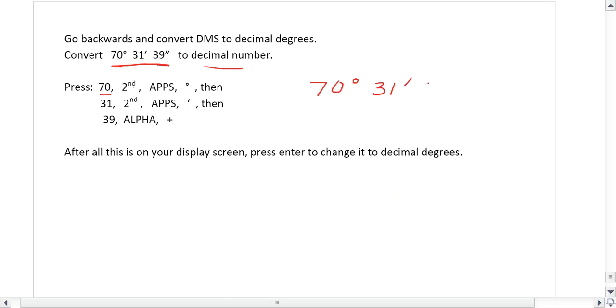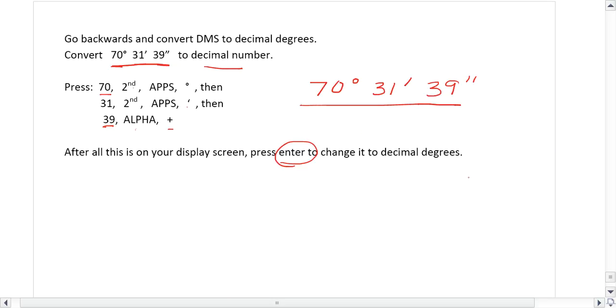And now this is kind of weird. I don't know why the seconds symbol is not in the angle menu, but it isn't. So you want to punch in 39, and then it is an alpha function. It's the third function of your plus sign. So hit alpha plus sign, and then it'll put in the seconds symbol. After you have this whole thing on your display screen, all you need to do is press enter, and it will take that degrees, minutes, seconds, and it will change it to a decimal degree.